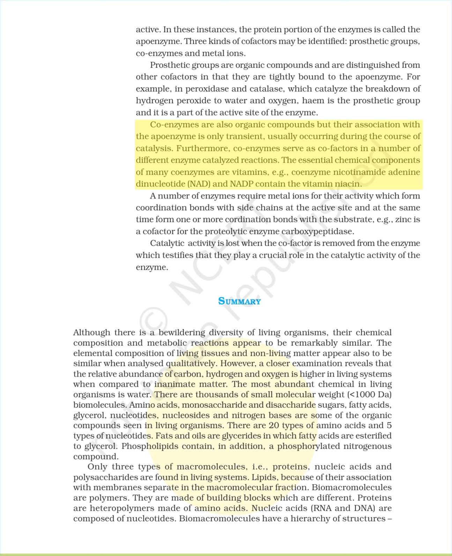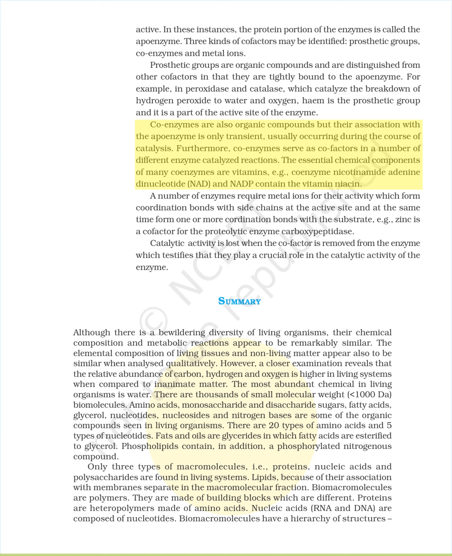Coenzymes are also organic compounds, but their association with the apoenzyme is only transient, usually occurring during the course of catalysis. Furthermore, coenzymes serve as cofactors in a number of different enzyme-catalyzed reactions. The essential chemical components of many coenzymes are vitamins, e.g., coenzyme nicotinamide adenine dinucleotide, NAD, and NADP contain the vitamin niacin.